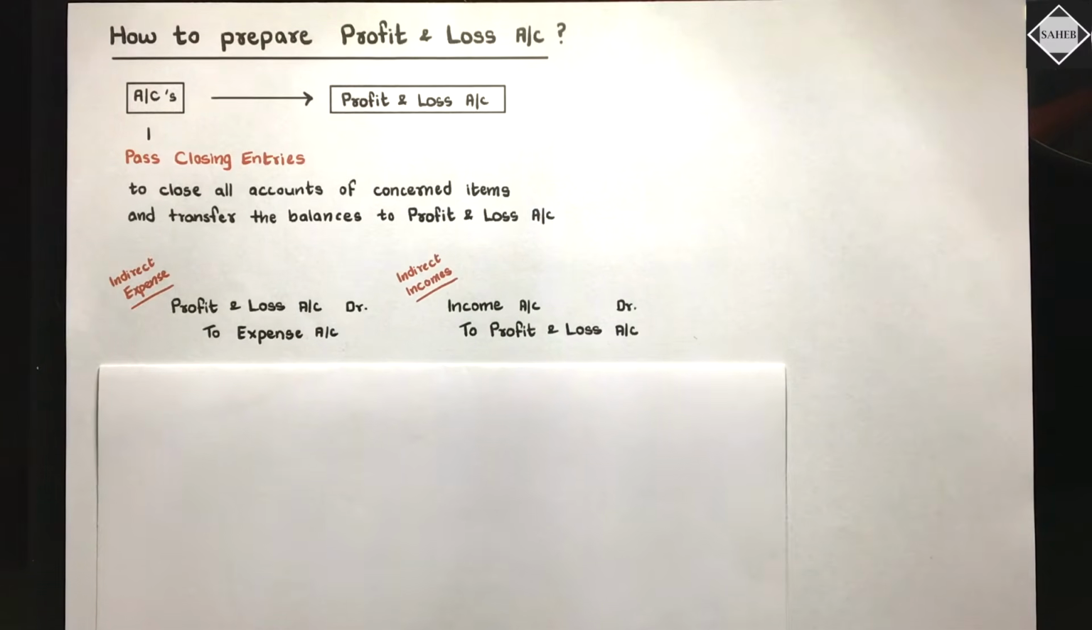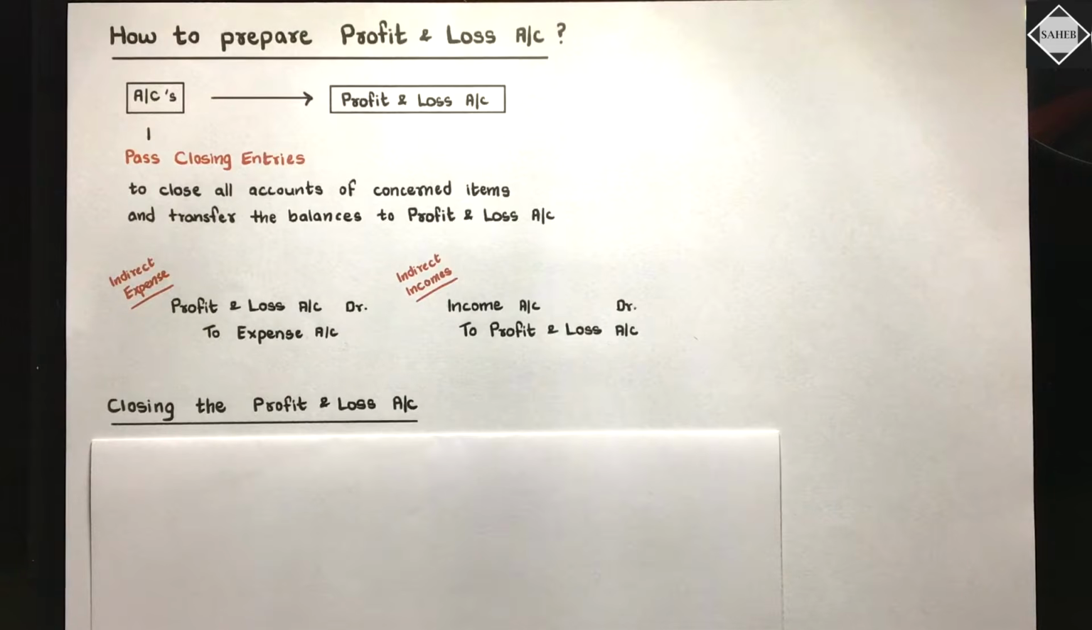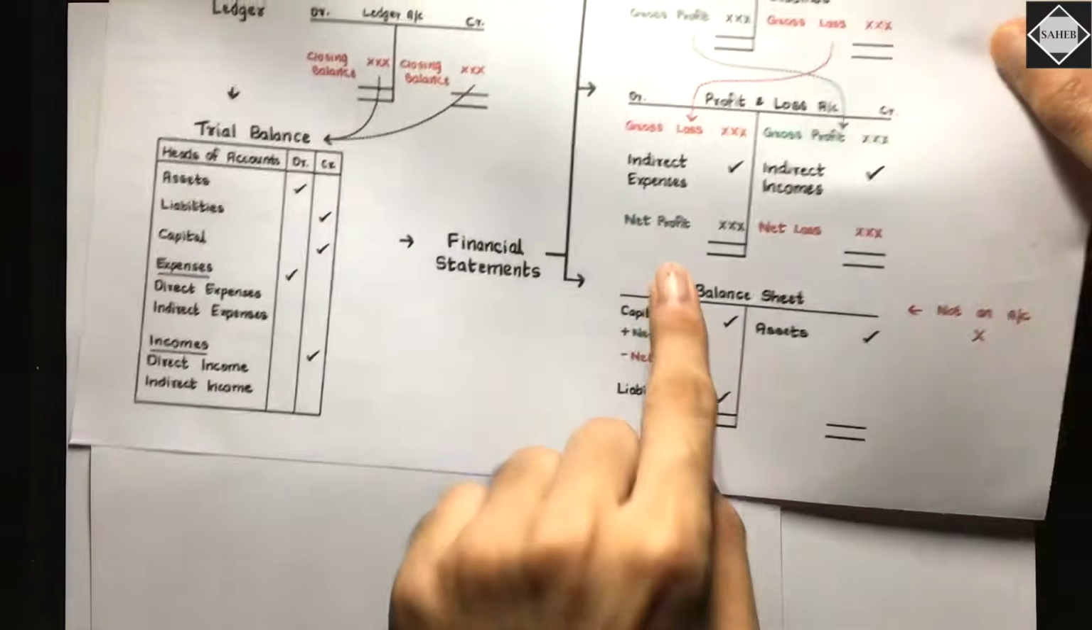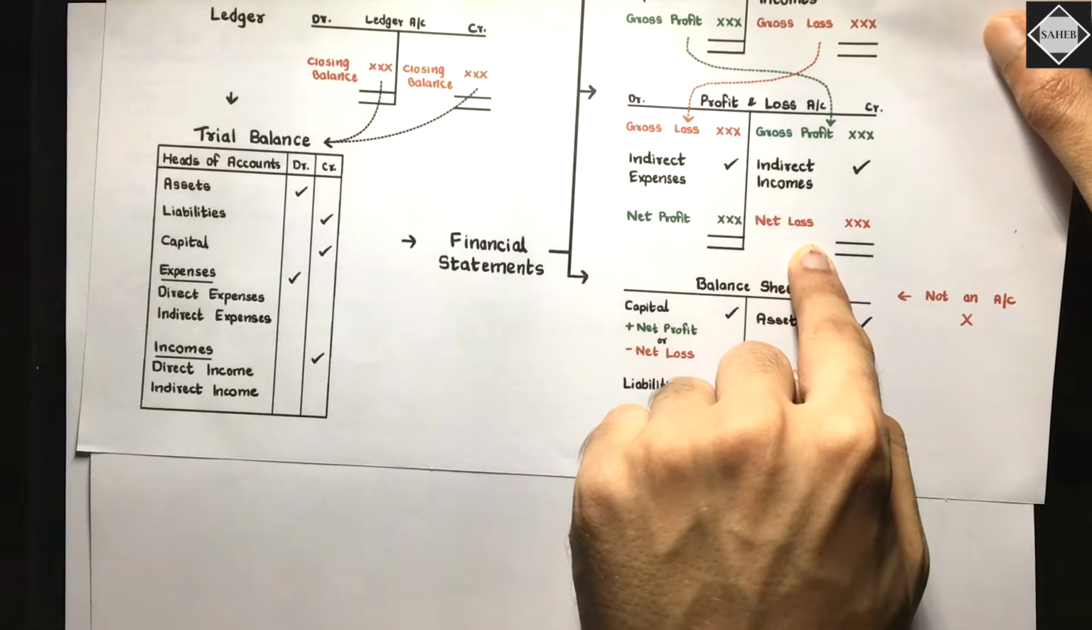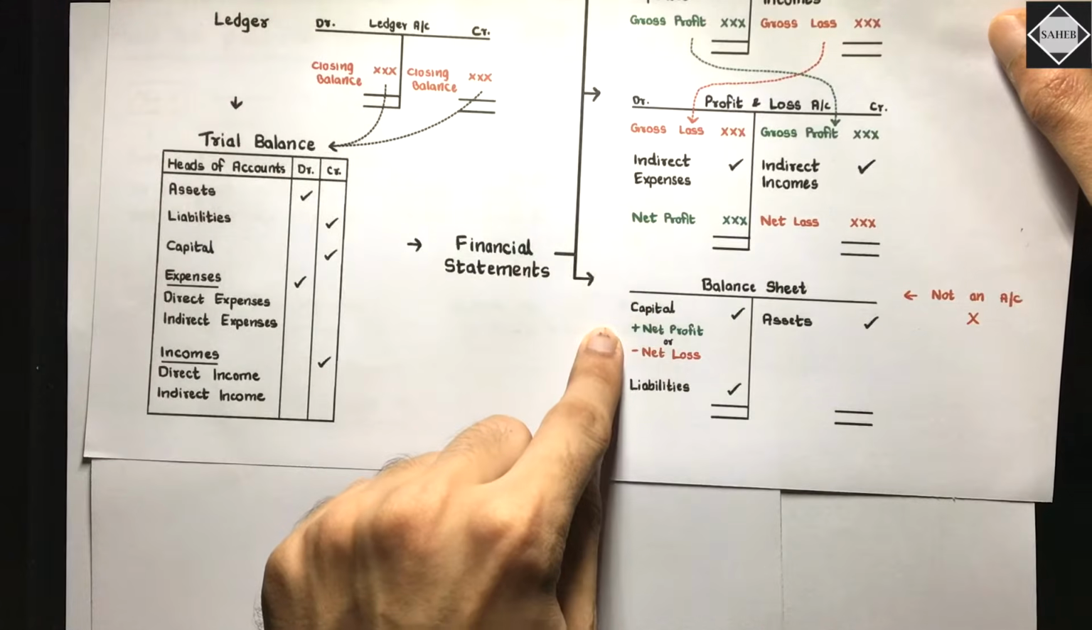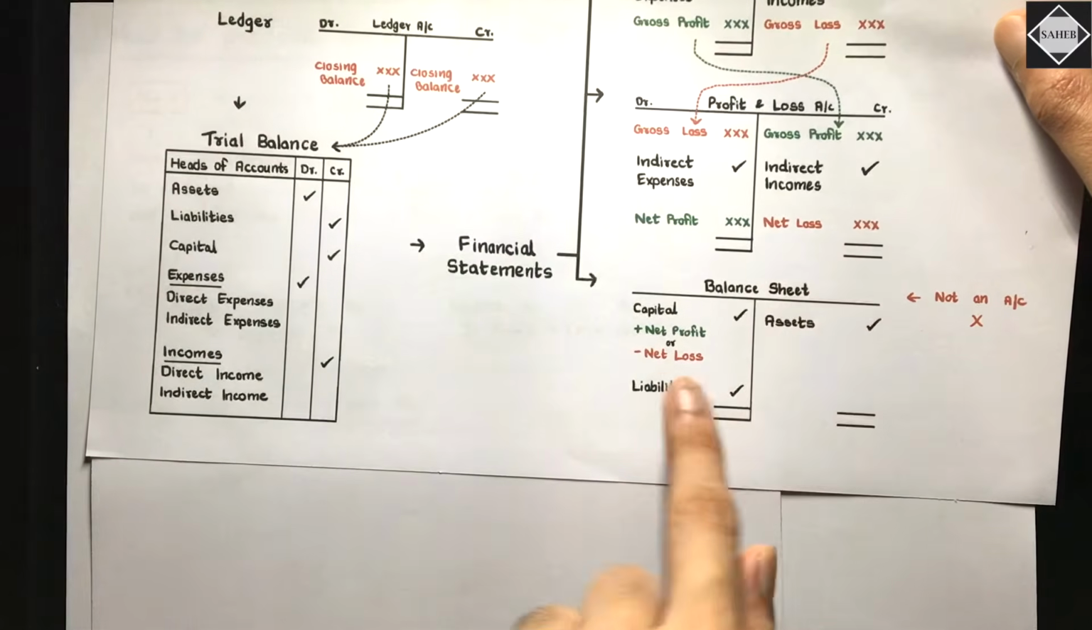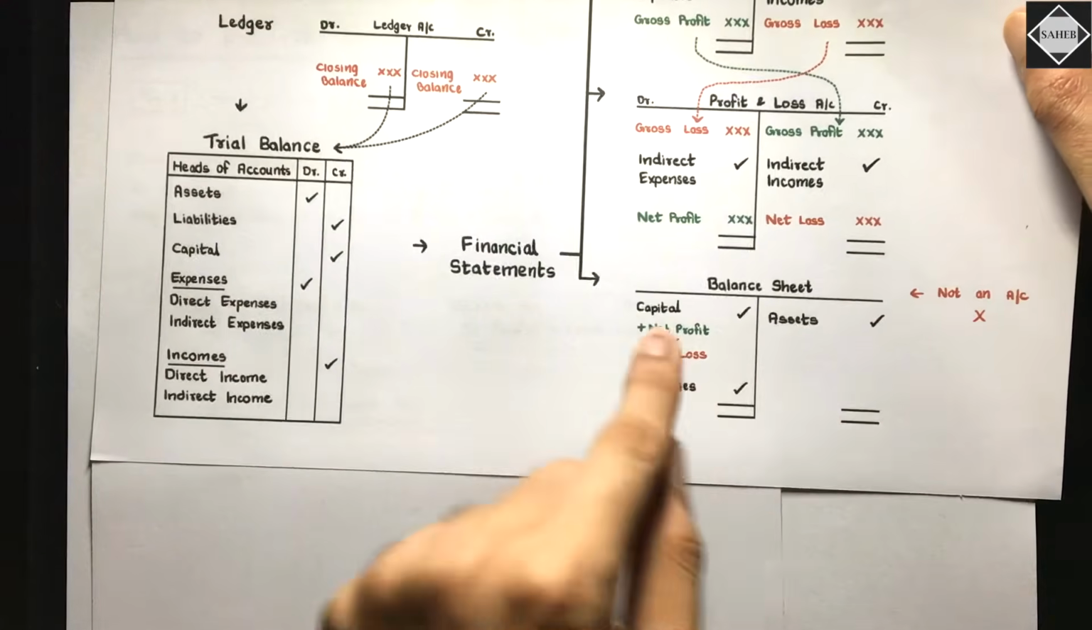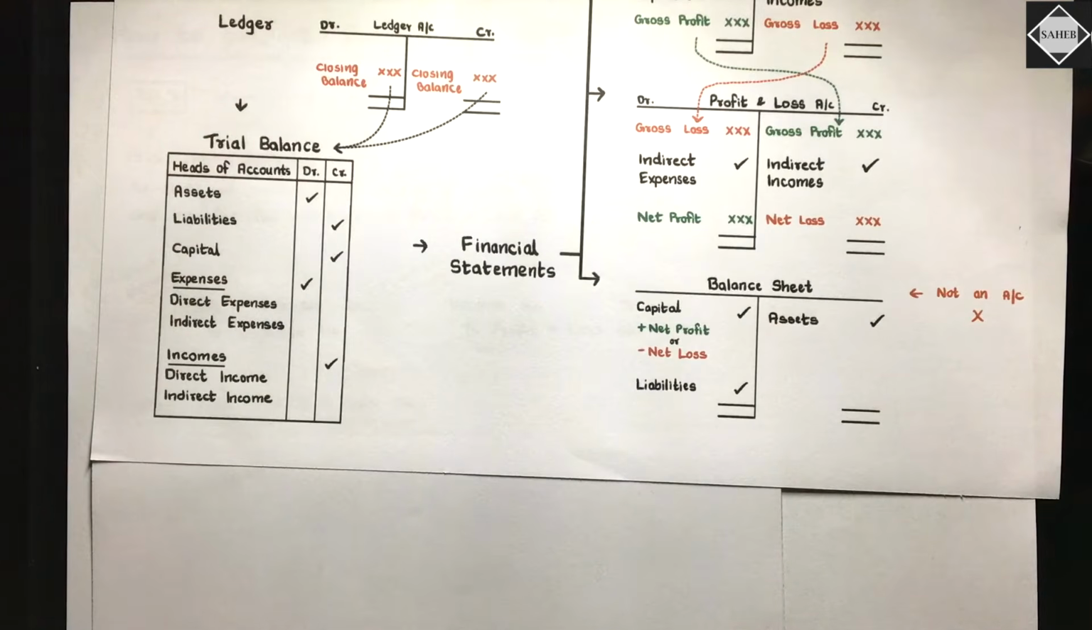Fine, understood. Then you have to close the profit and loss account. How will you close the profit and loss account? What happens at last in profit and loss? Either you will have net profit or net loss. What happens to that? Net profit gets added to capital, but if we have net loss, then it gets deducted from capital. How do you increase or decrease the capital? Just tell me.